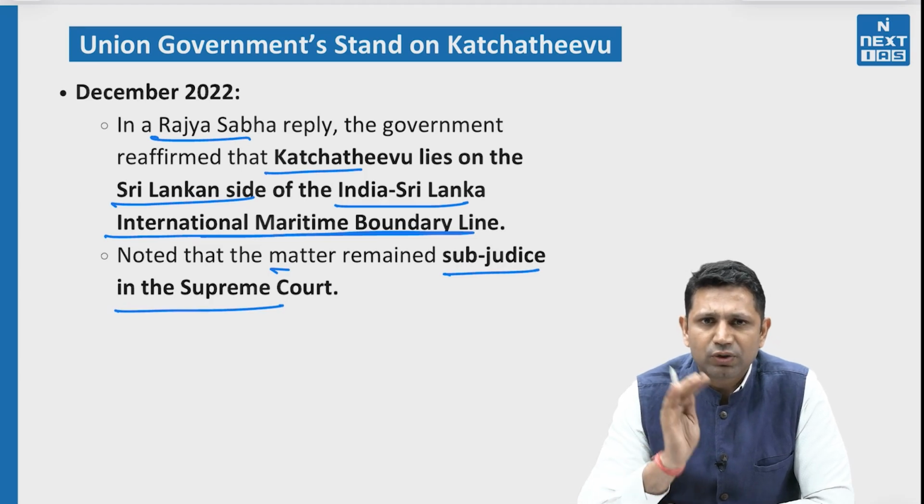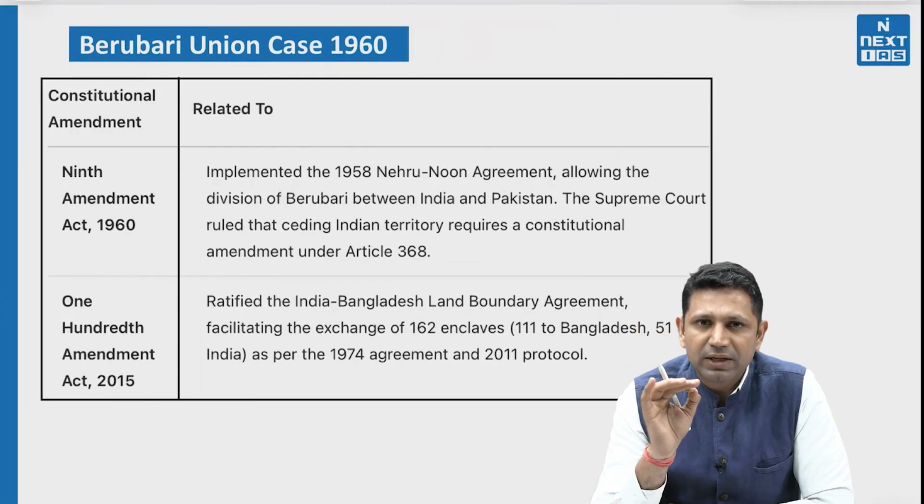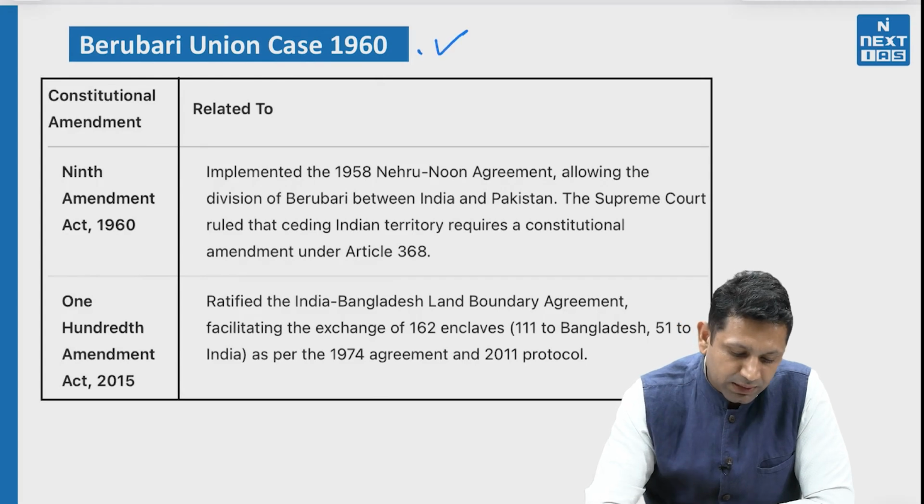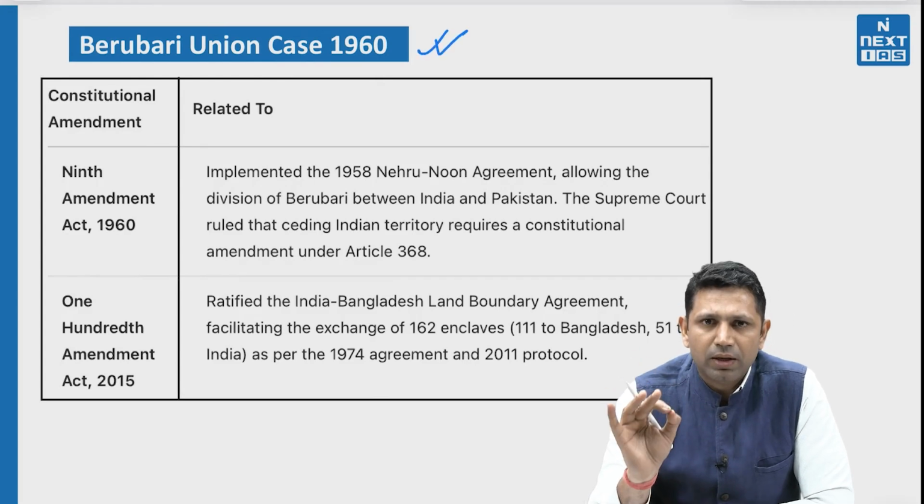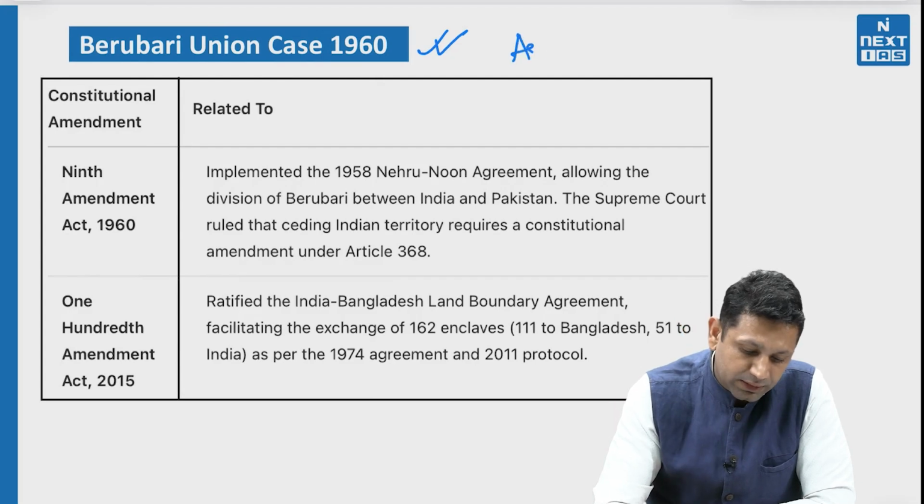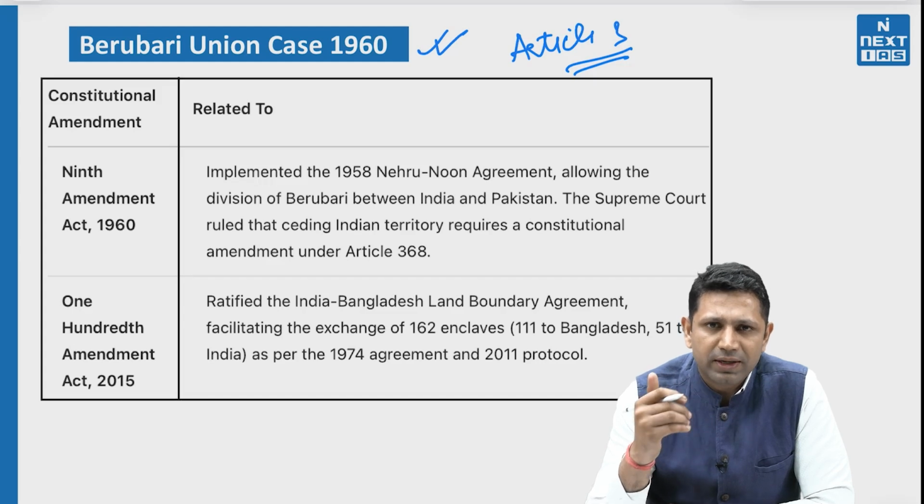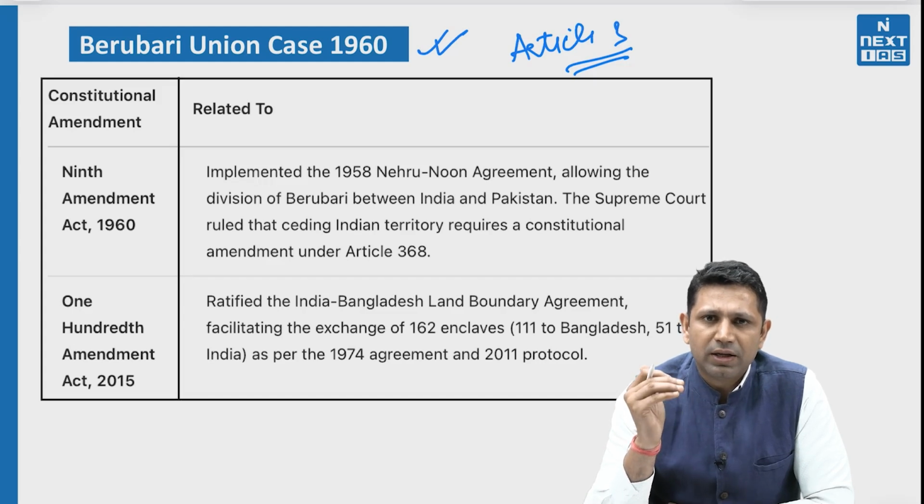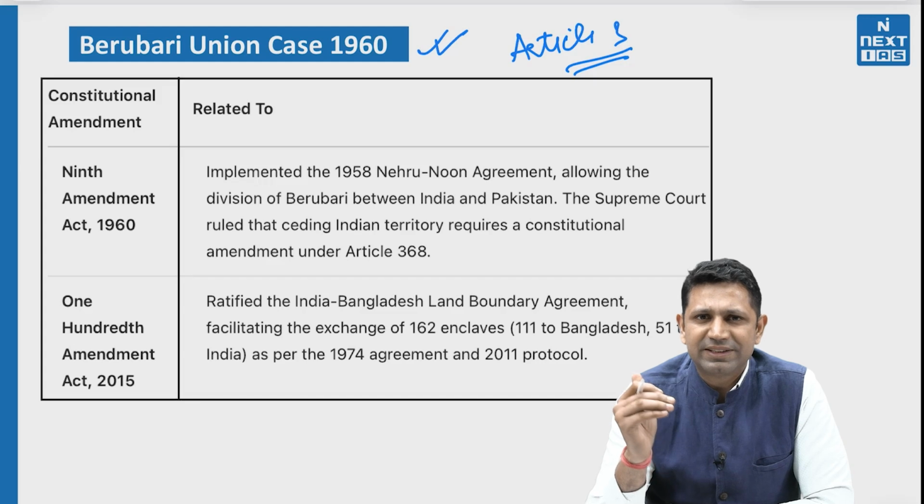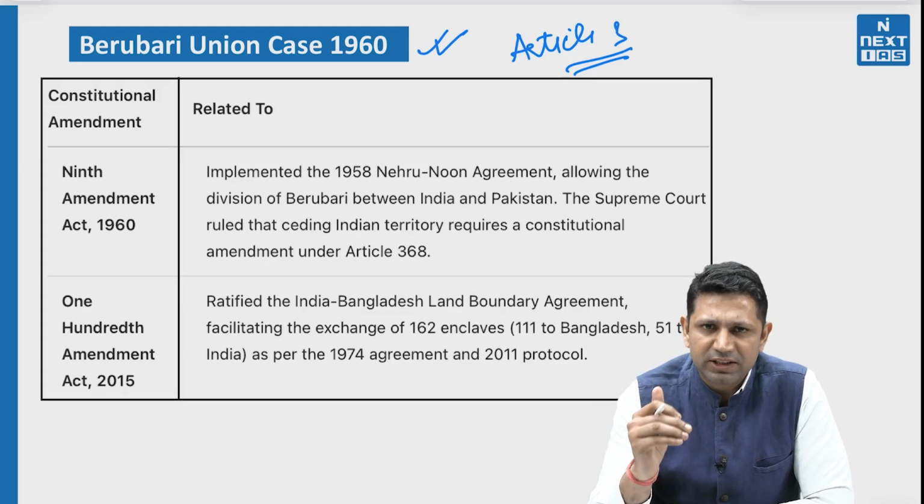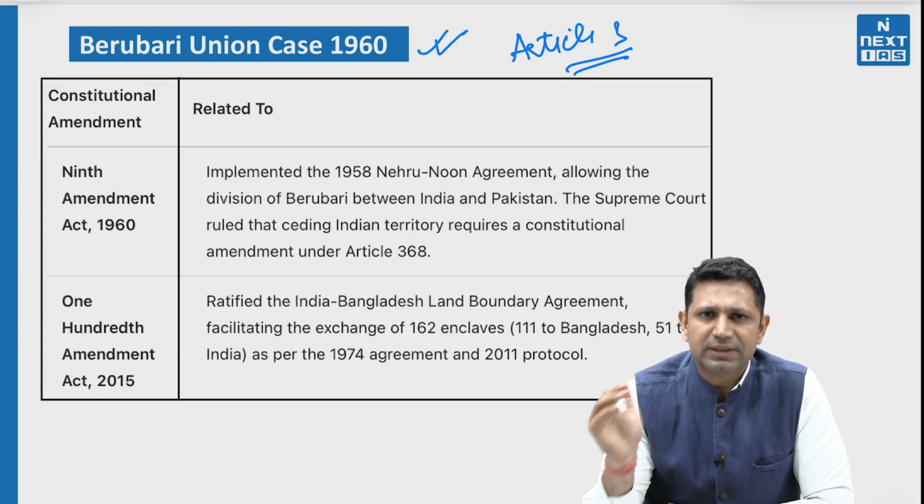Now, why has this matter gone to the Supreme Court? This matter has gone to the Supreme Court because of the Berubari case of 1960. In this Berubari case, the Supreme Court noted that Article 3, which allows any diminishing of the boundary or increase in the boundary of any state, does not amount to the secession of Indian territory. Secession का क्या मतलब है कि हम किसी को वो territory दे नहीं सकते.